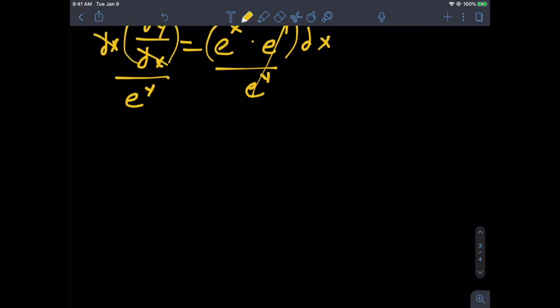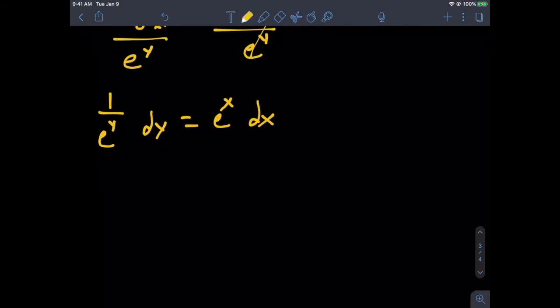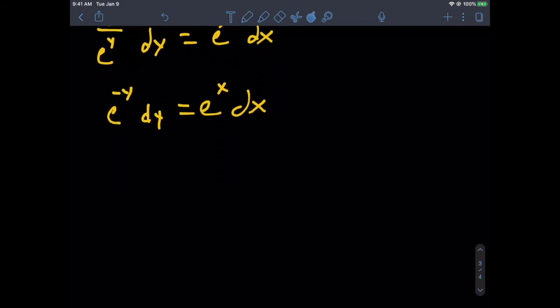And that brings us to our next step here. We have 1 over e to the y dy equals e to the x dx. 1 over e to the y isn't ideal, so we can rewrite this as e to the negative y dy, and that'll make our integration just a little bit more straightforward for us. And of course, the right-hand side remains as e to the x.